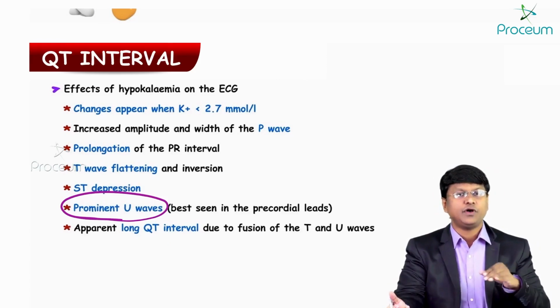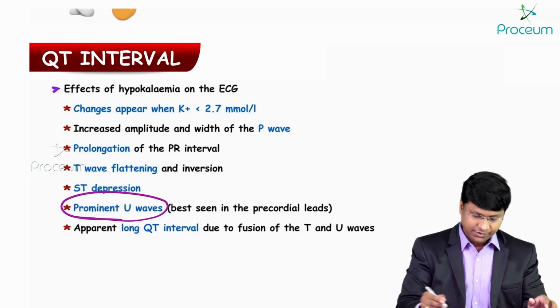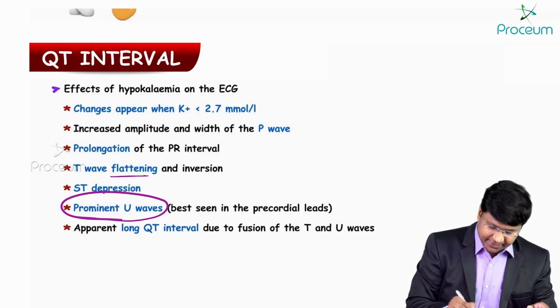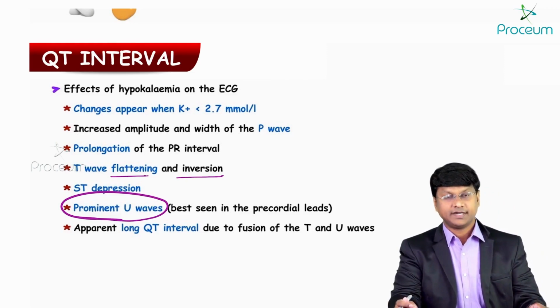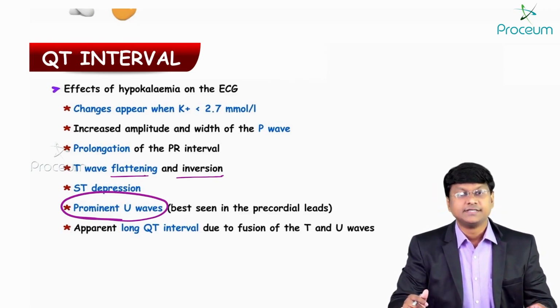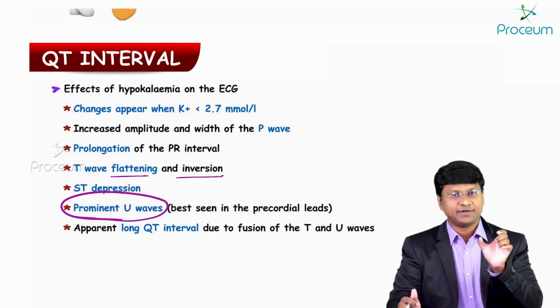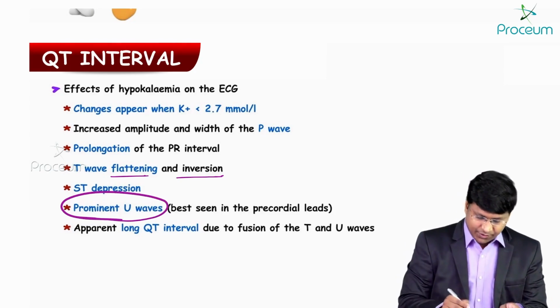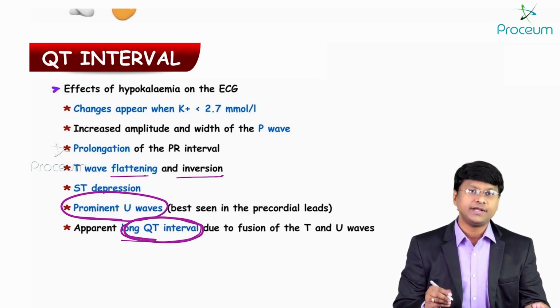Then, you take the T wave. The T wave will either be flattened or inverted. So T wave flattening and T wave inversion is observed. Then you take the QT interval. What will happen to this particular QT interval? It is an apparently long QT interval.